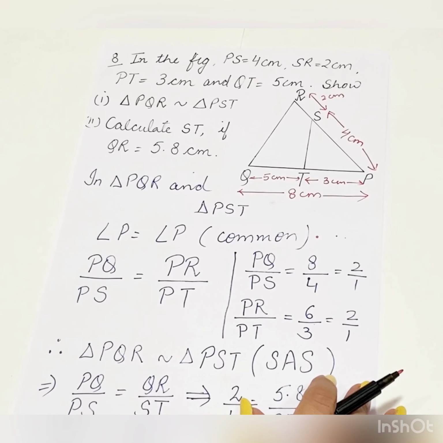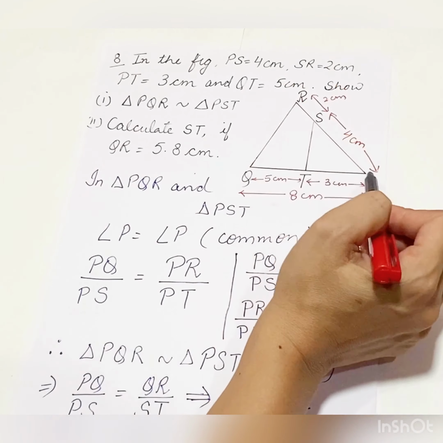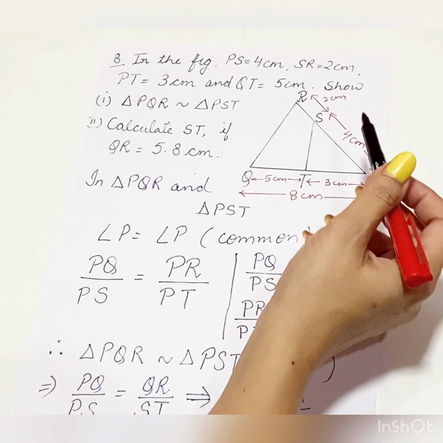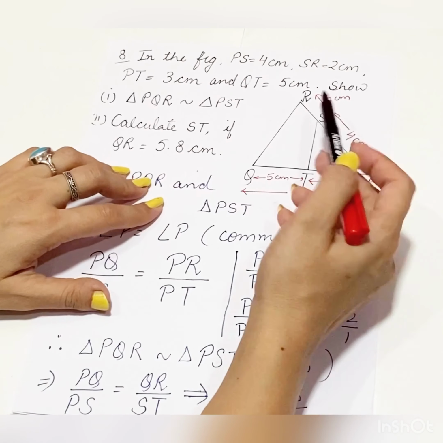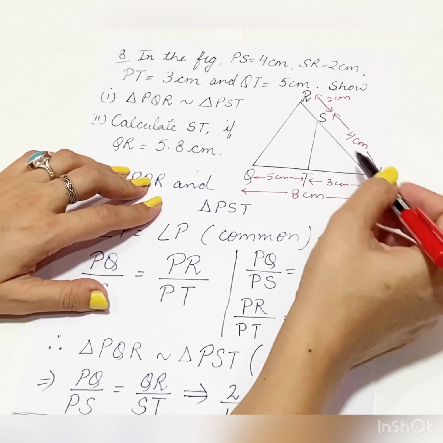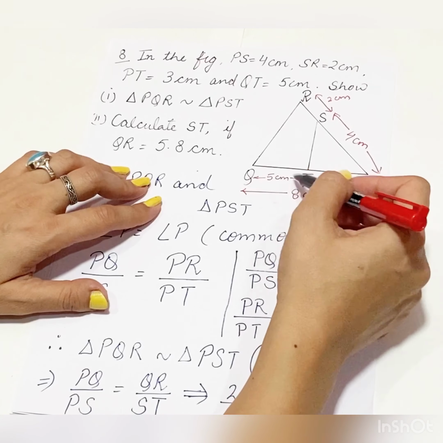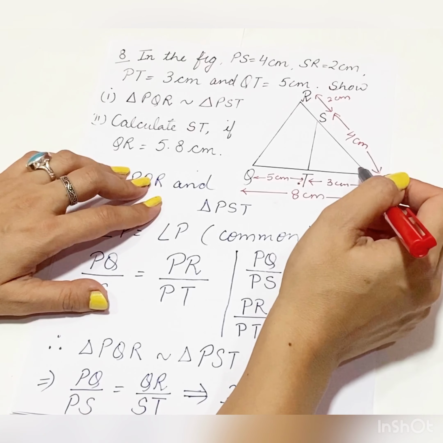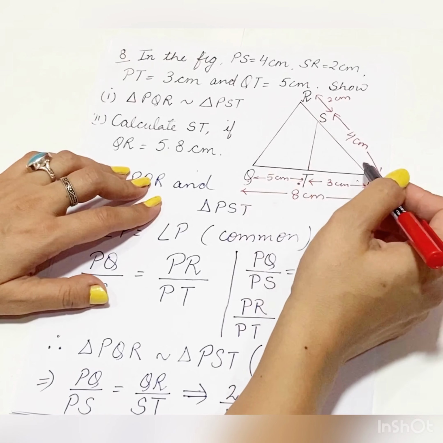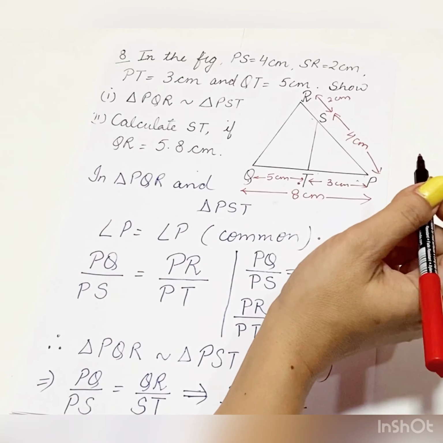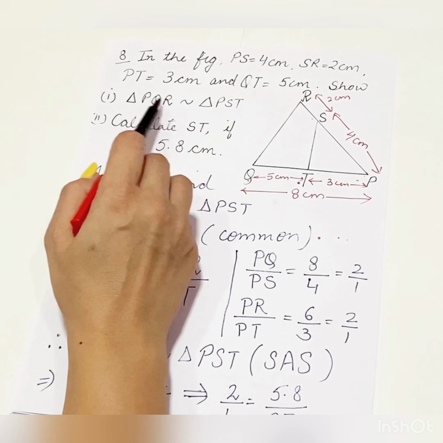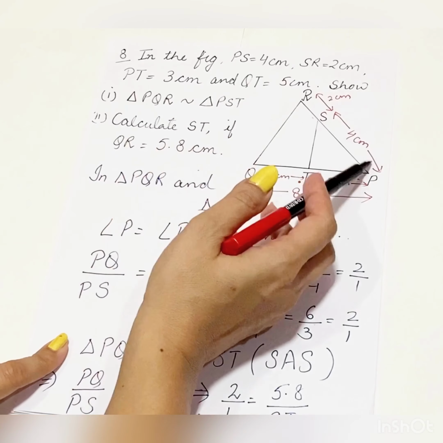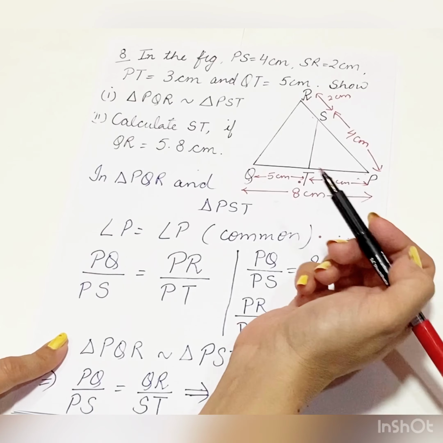Next, question number 8. In the figure, this is the given figure we are having, triangle PQR. PS is, this is PS. This much is 4 centimeter. SR is 2 centimeter. PT is 3 centimeter and QT is 5 centimeter. Show that triangle PQR is similar to triangle PST. Children, again I am emphasizing on this thing that if the order in which the vertices are written, the same thing you have to take for the sides, right?